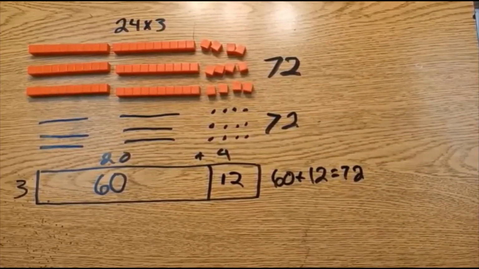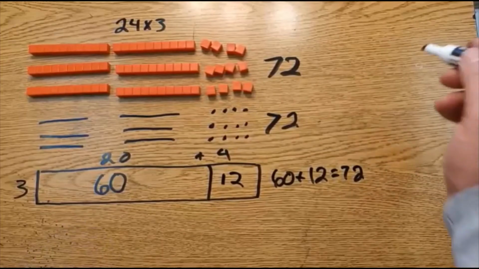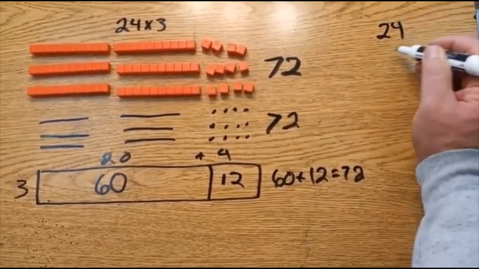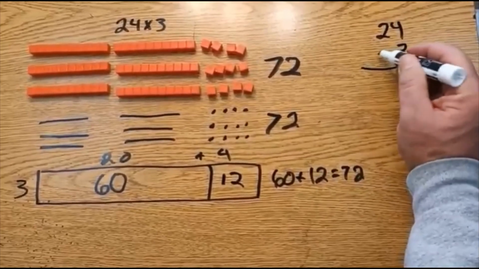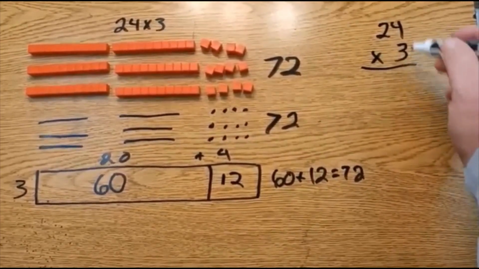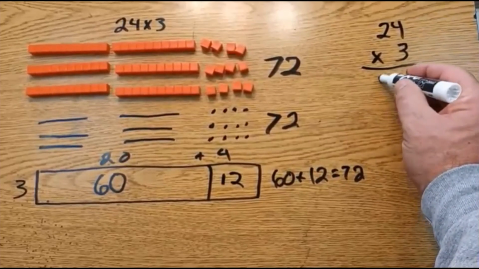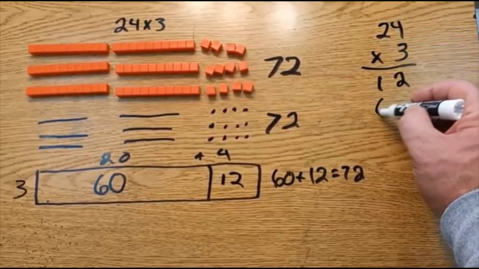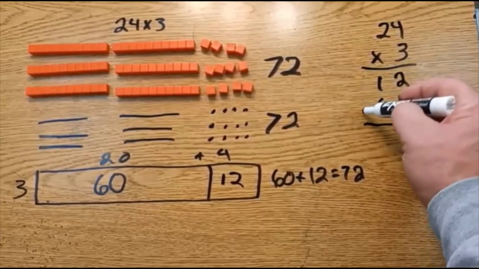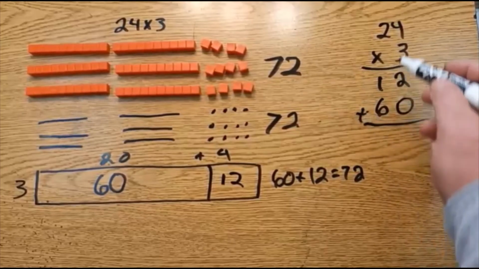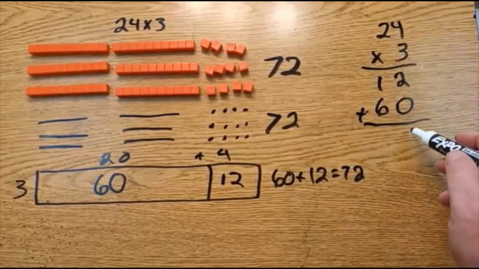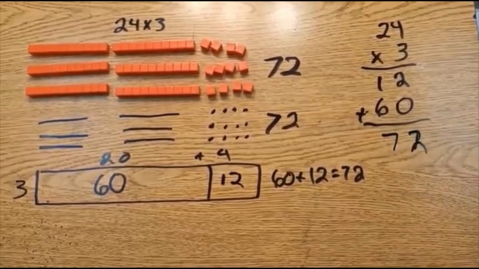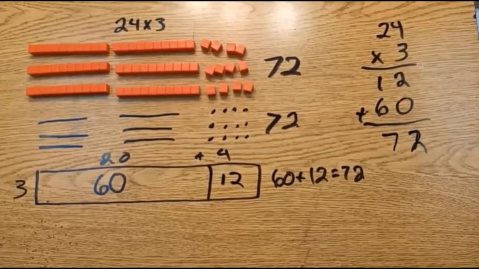This is also called partial product, and we'll do this up here. So we would do 24 times 3. The first thing I would do is 3 times 4, which is 12. And then I would do 3 times 20, and 3 times 20 is 60. We call it partial product because we have the product of 3 times 4 and the product of 3 times 20. And then all we have to do is add that up, and that is 72.